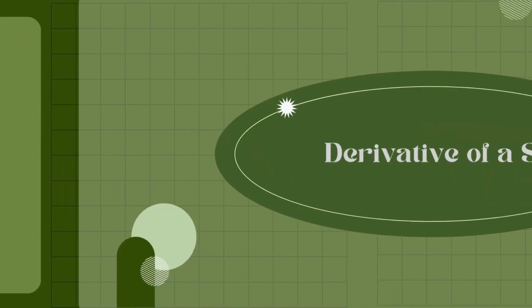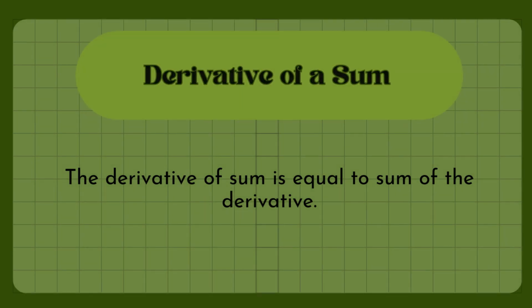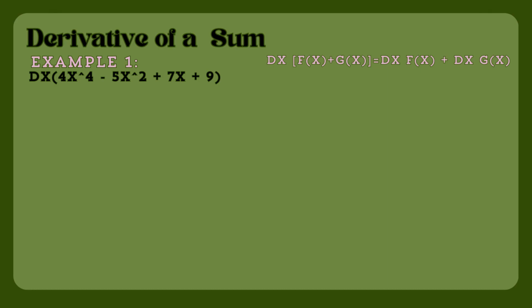And now, let's tackle the derivative of a sum. Just remember, the derivative of a sum is equal to the sum of the derivatives, meaning we will get the derivative of each function separately. Let's have here the 3 examples of the derivative of a sum. Let's multiply the constant to the exponent and subtract 1 from the exponent.